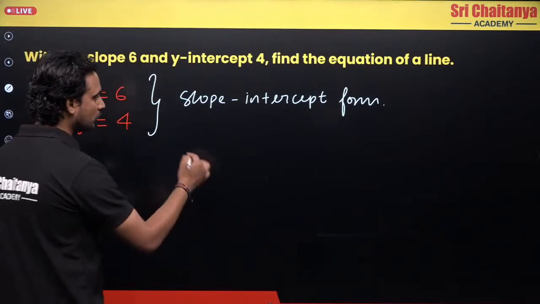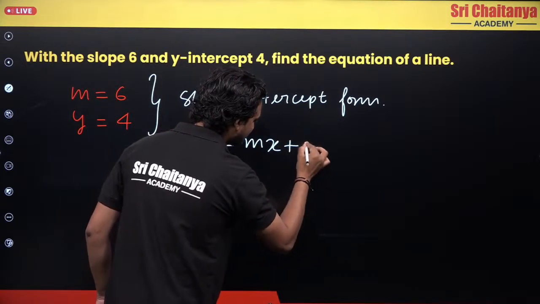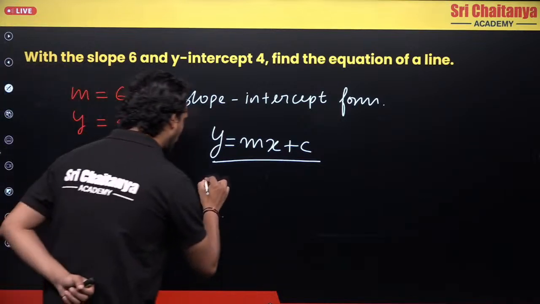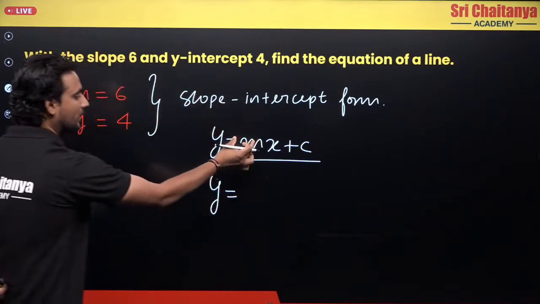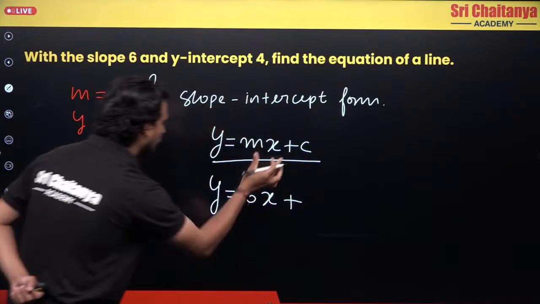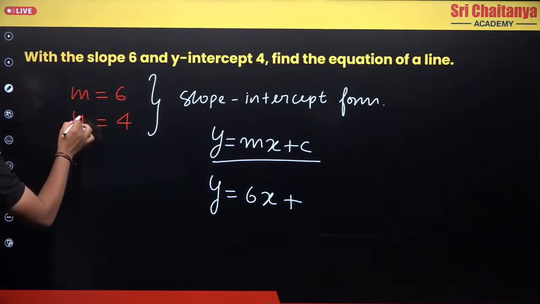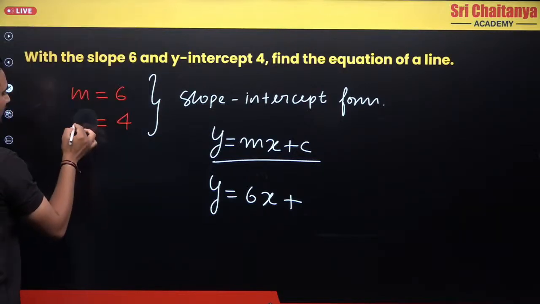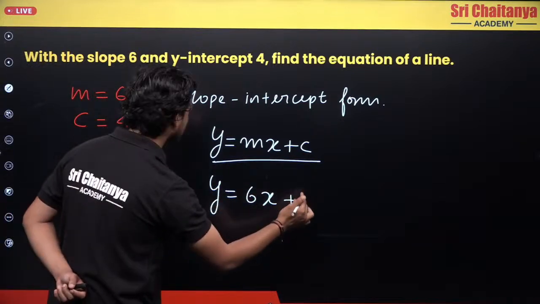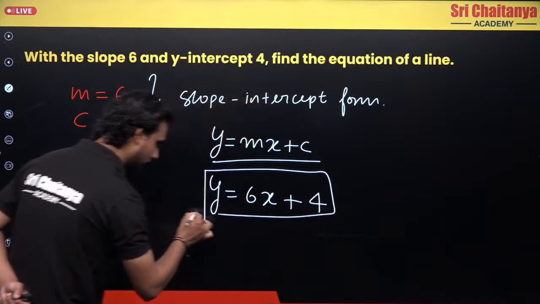So what is the equation of slope intercept form? y is equal to mx plus c. This is the general equation of the straight line. So let's put here y is equal to, now what is m here? m is given to me, 6x plus, now what is c? Sorry, I have written this wrong. Intercept is c. So y is equal to mx plus c, and c is 4. So this is the equation of a straight line.